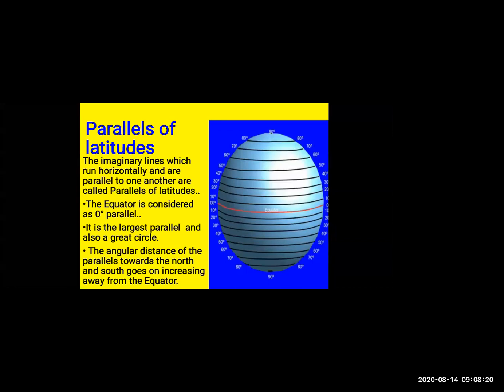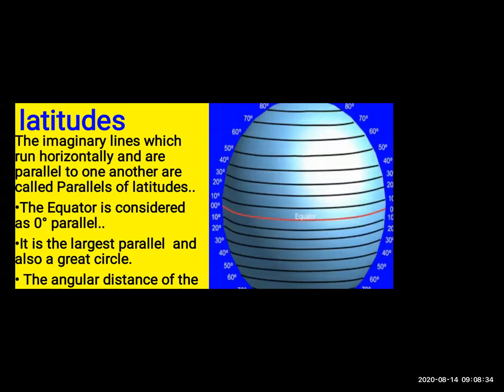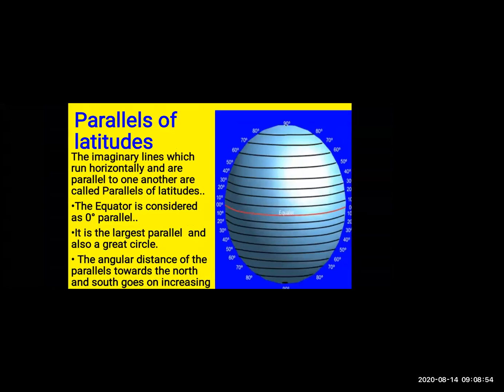See, the distance is the same between two parallels, but the length of the parallels is not the same. As we go from the equator towards the poles, that means to the North Pole and South Pole, the length of the parallels decreases, or they become smaller and smaller. We can easily notice on this globe, in this figure, the line at 0 degree is called the equator.